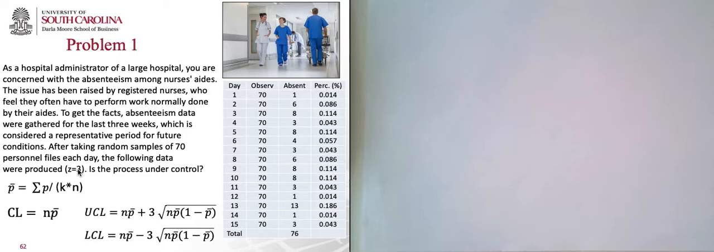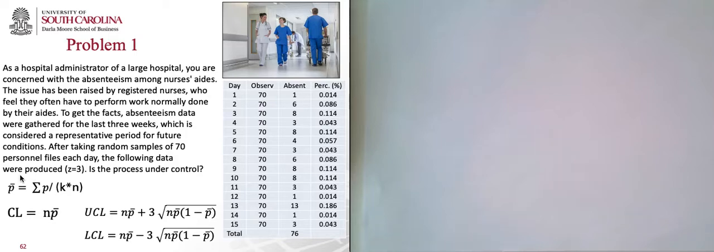So we have these 15 data points here, so 15 days. We have the sample of 70 people. We found out what was the absenteeism of each one of those 70 in each one of those days. We're going to use a z-score of 3 here. So we're going to use 3 standard deviations, which is what we usually do in these NP charts. And we want to know if the process is under control or not.